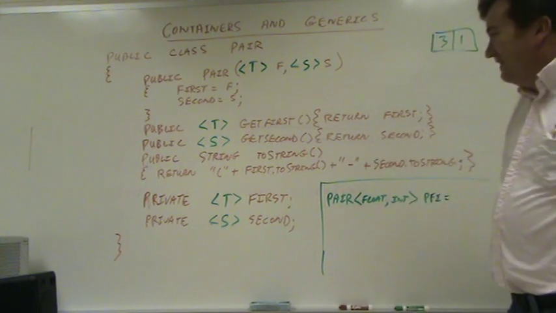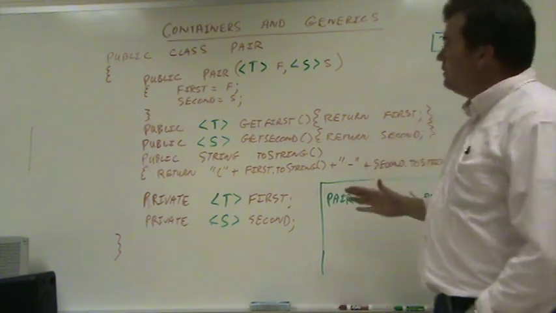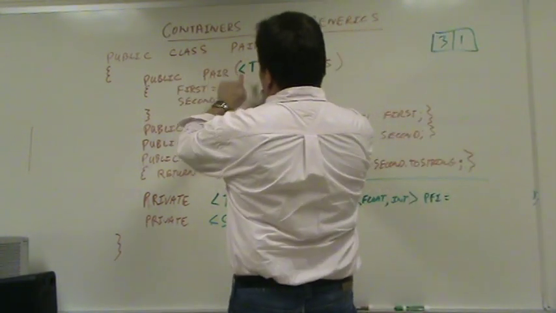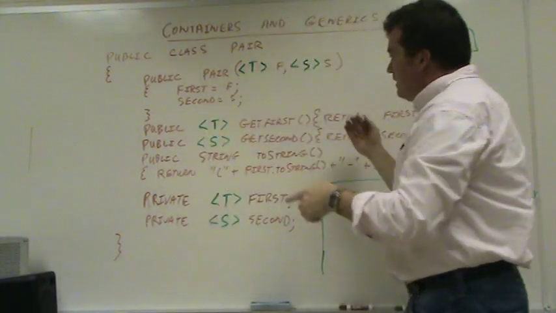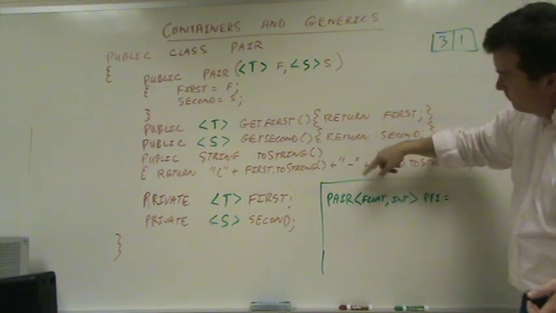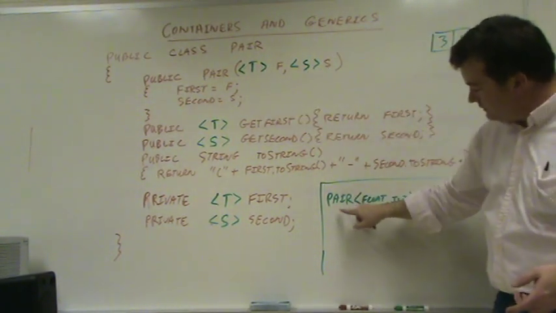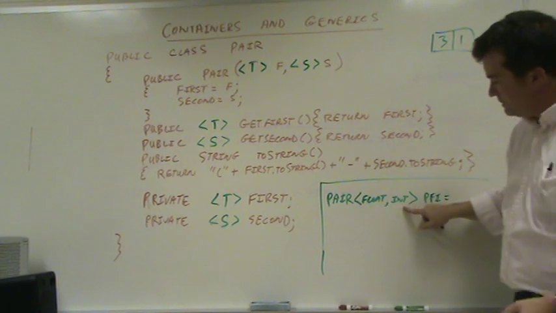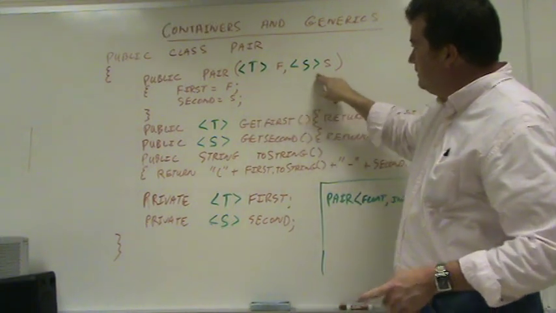So that was a good guess to start with. But what we're really doing is parameterizing. It's kind of like we're turning T into a parameter, but a parameter for a type. So when you declare one of these objects, you have to specify the types. And the type will be specified in the constructor.